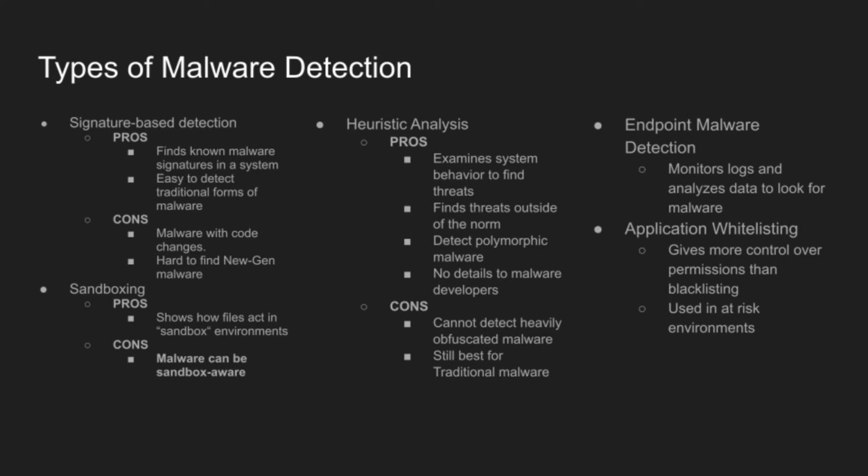Next, there's endpoint malware detection. This monitors, logs, and analyzes data to look for malware activity. There's also application whitelisting, which gives more control over a system than blacklisting, and it's used in high-risk environments such as ATMs and other banking information.